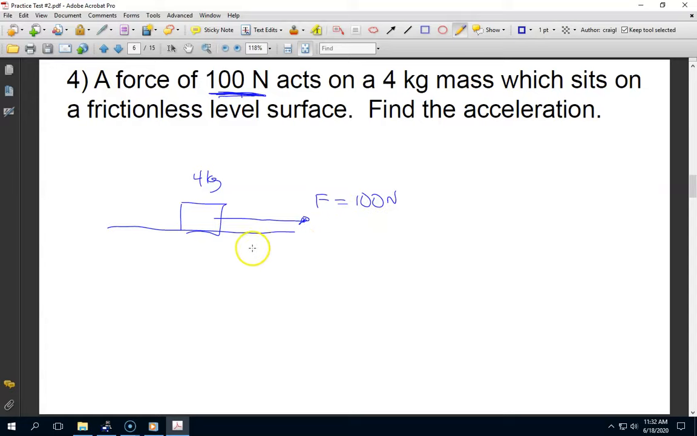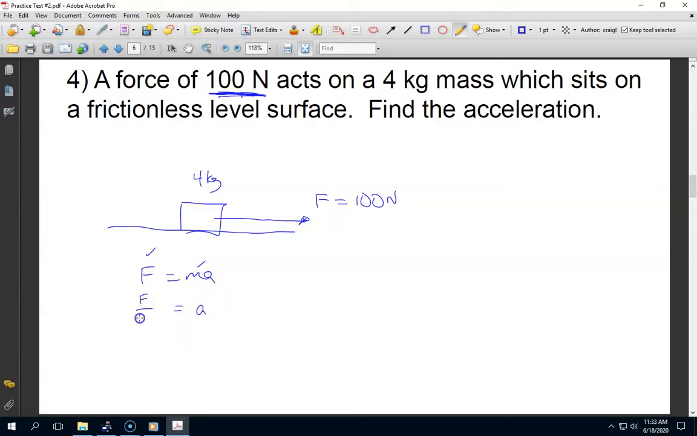There's that right there. I've only got one force. There's no friction. There's no downhill pull. There's no string. This is all I've got. So I don't really need to write the sum of the forces. I can just write F equals ma here. And knowing the force and the mass, it's pretty easy to get the acceleration of this thing.